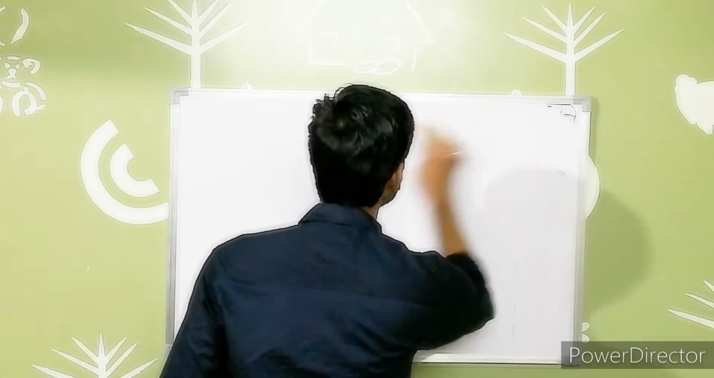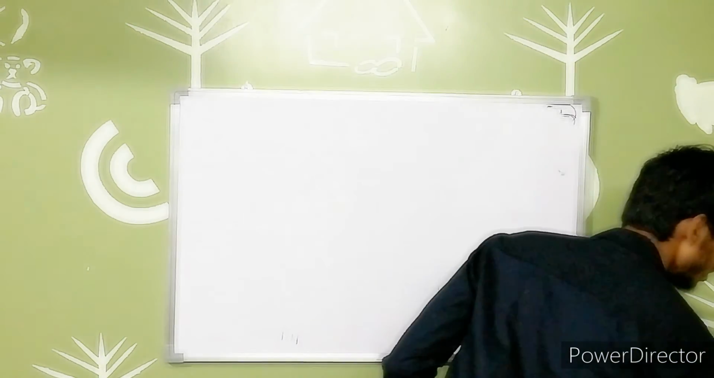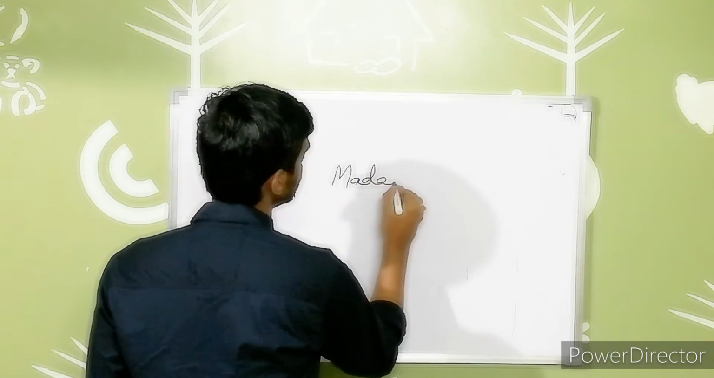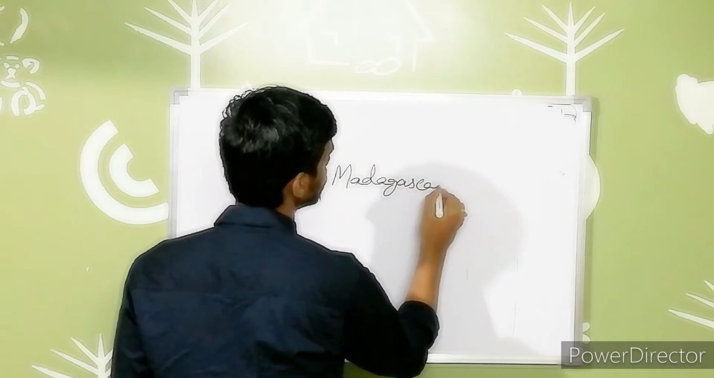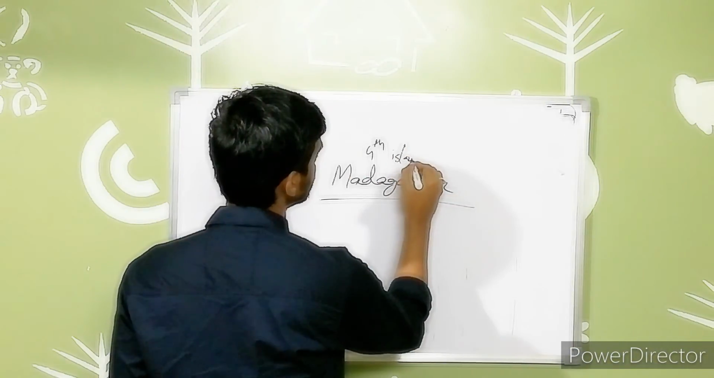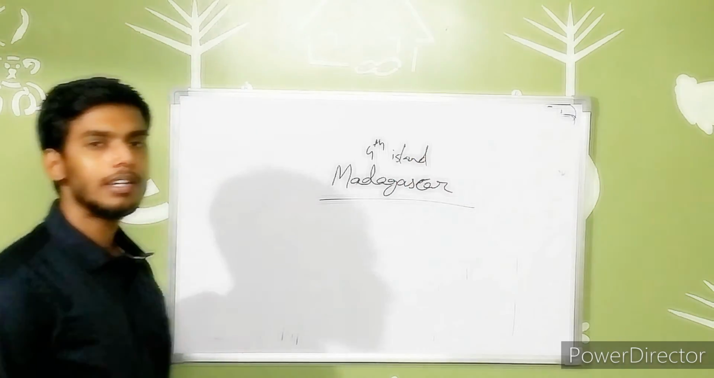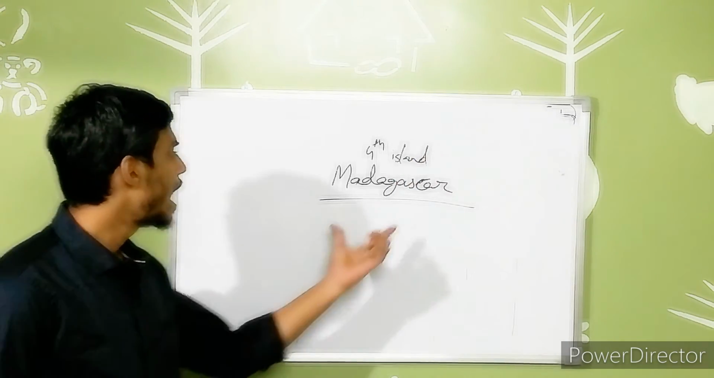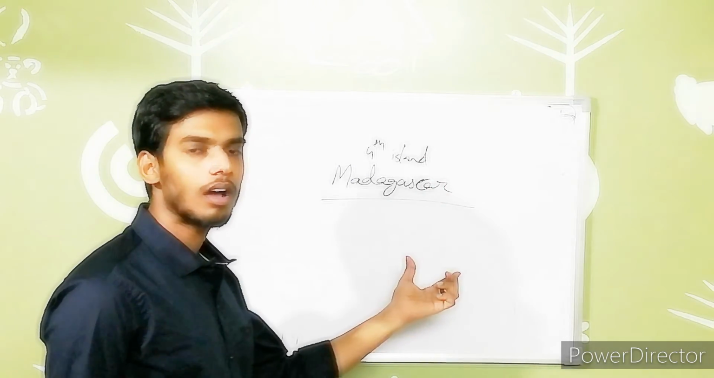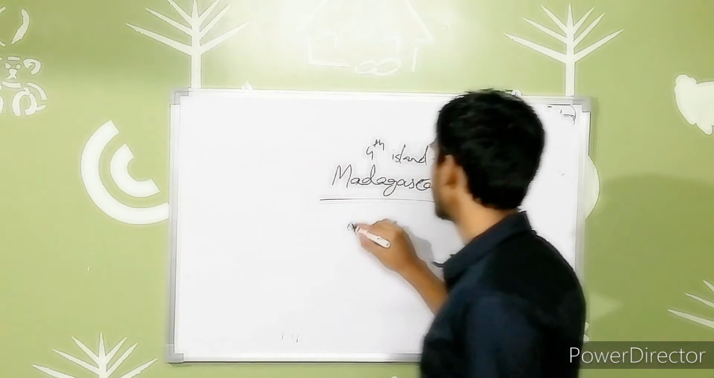The fourth largest island in the world is Madagascar. It has an area of 5,87,160 kilometers and is located in Africa. Its surroundings is the Indian Ocean.